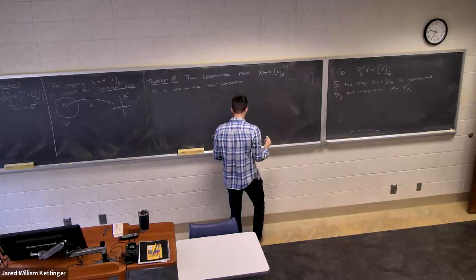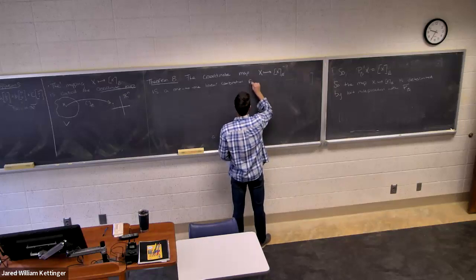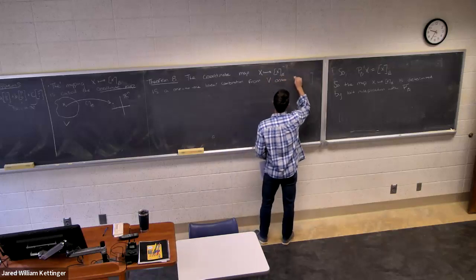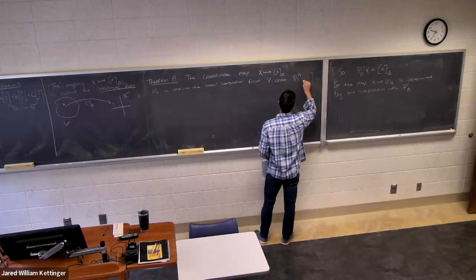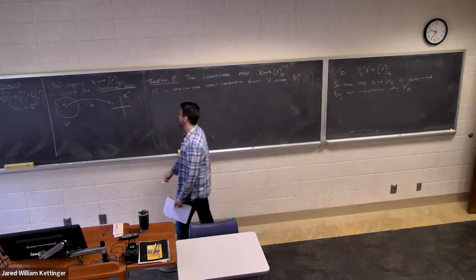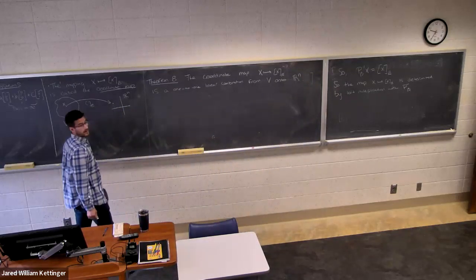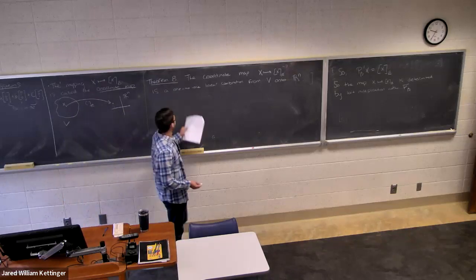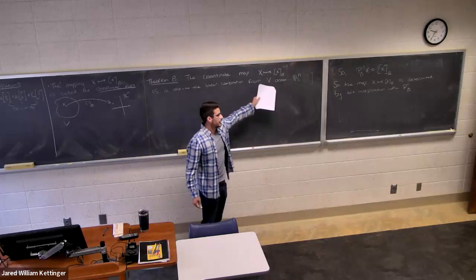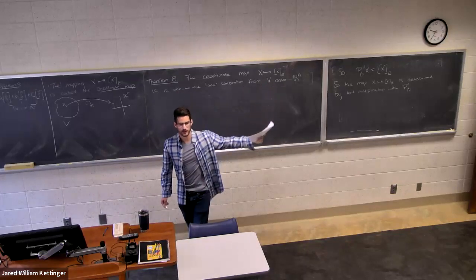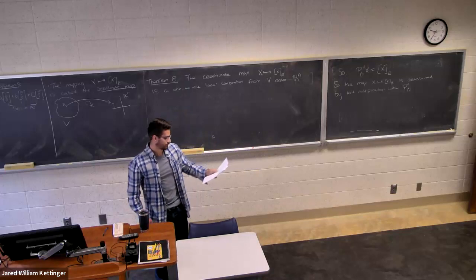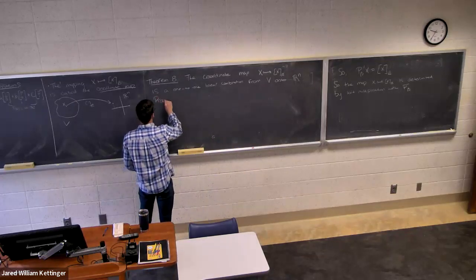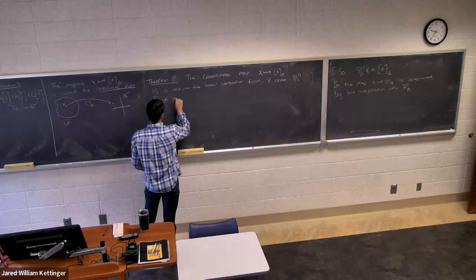Maps onto R. So why do we care? Well, the fact that it's one-to-one and onto makes it a very, very special kind of mapping. I'm not going to do the proof of this, but it's on page.